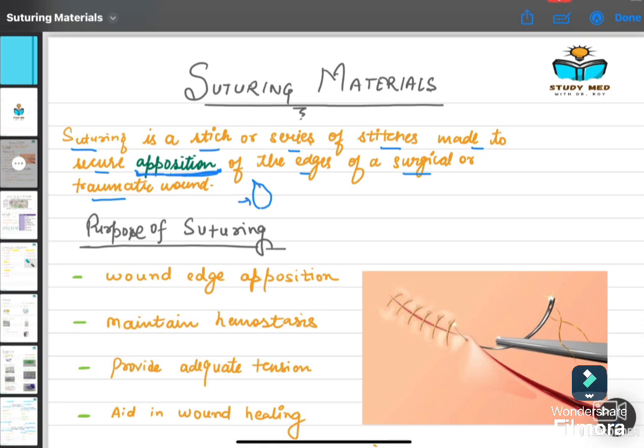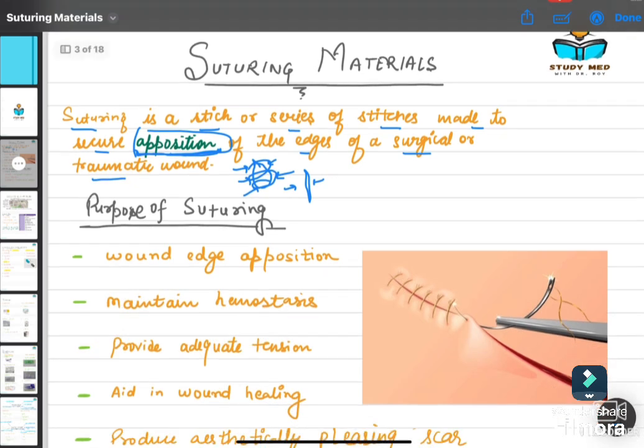this is some wound or any surgical incision made, so the margins of the skin are separated. So with the help of suture we approximate these margins together like this, which is called apposition. Okay, so suturing is a stitch or series of stitches made to secure a position of the edges. Like, see, these are edges of any surgical or traumatic wound.